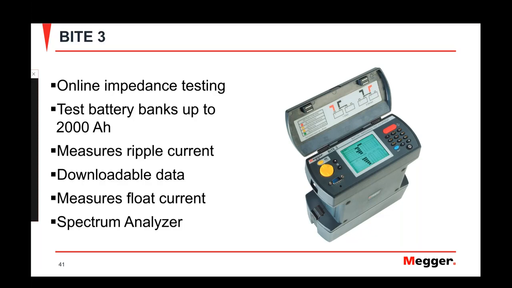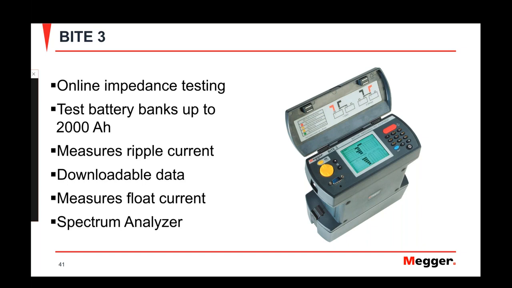With the BITE 3, you can test battery banks with a capacity up to 2,000 amp hours, as opposed to the BITE 2P, with a 7,000 amp hour capacity. The BITE 3 does have an increased internal memory of 32 megabytes, and it's also compatible with the PowerDB software. A couple of unique features of the BITE 3 are the LCD display that allows easy access to test setup and viewing test results.